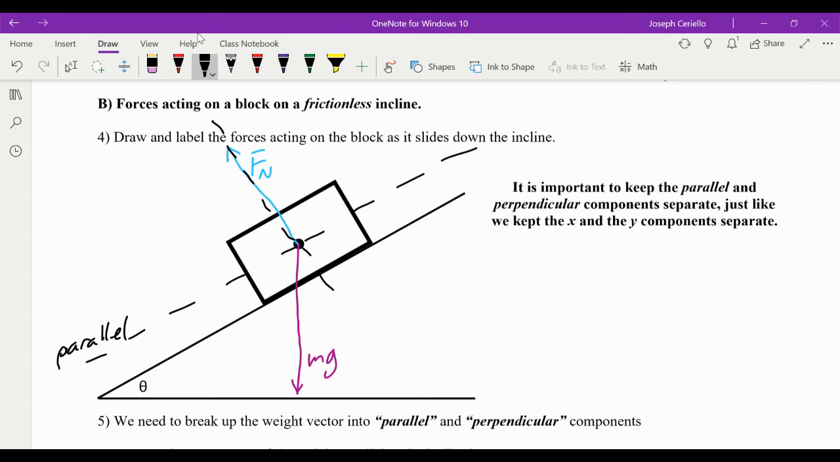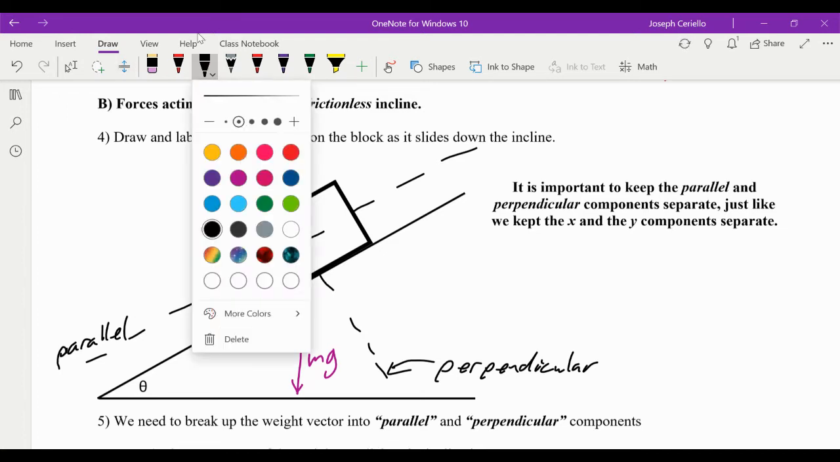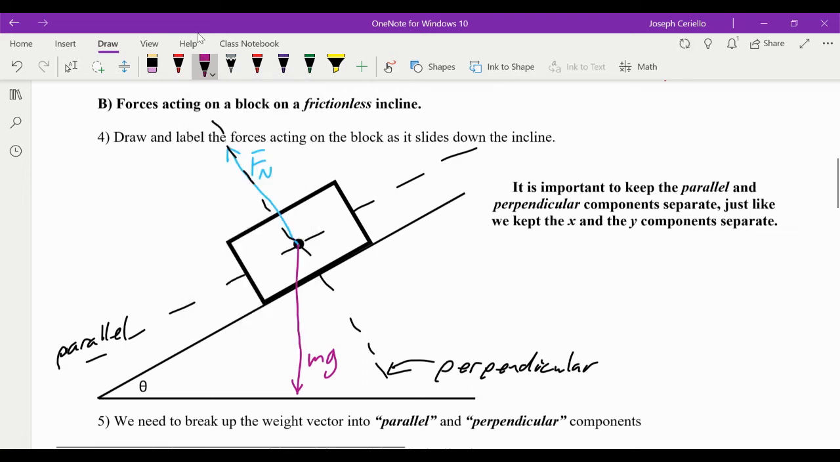You could think about these like x and y and realize that they're still perpendicular to each other, just like x and y are perpendicular to each other. So perpendicular is perpendicular to the inclined plane, parallel is parallel to the inclined plane. Now, for reasons that we don't really need to get into, but you could try to prove it to yourself, this angle here of the incline is congruent to and equal to this angle here, okay? Now we need to break up mg into x and y components, or specifically, excuse me, perpendicular and parallel components. So let's do that right now.